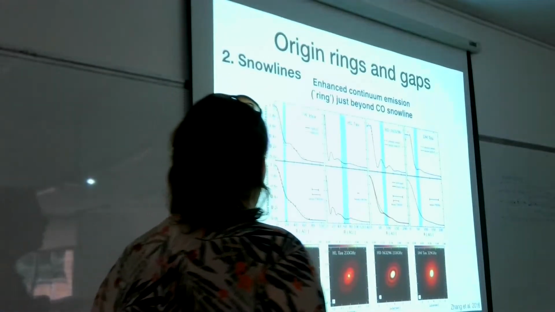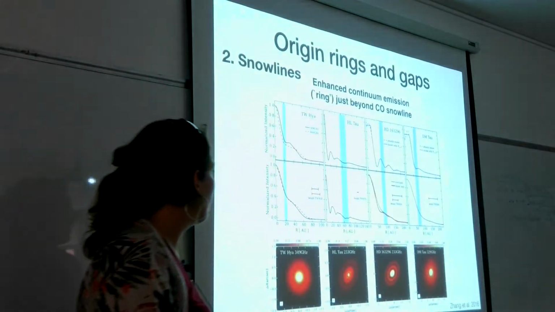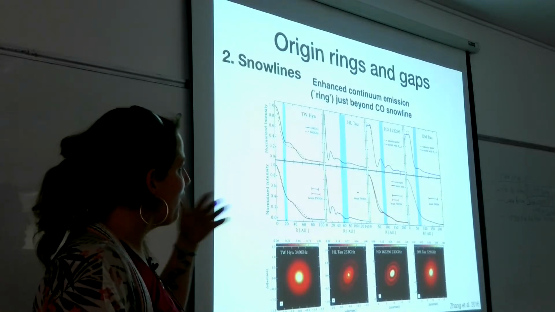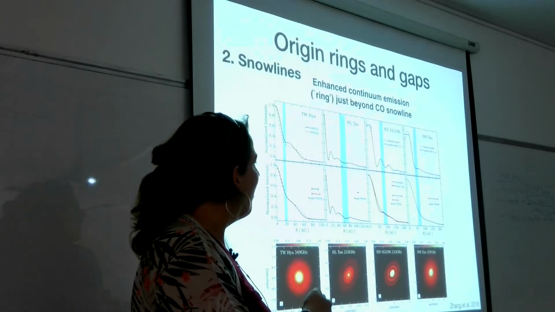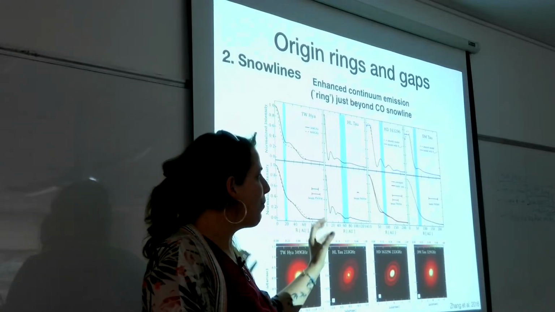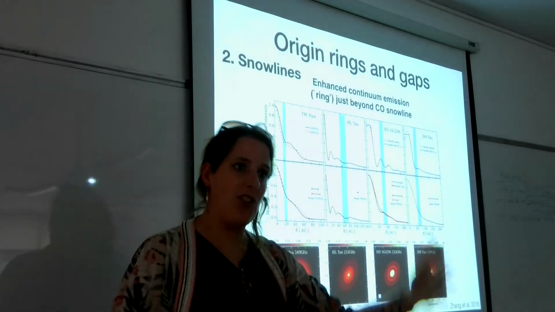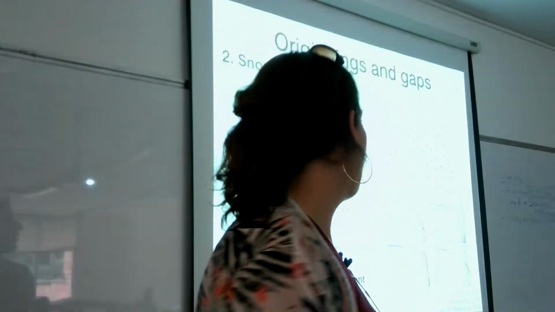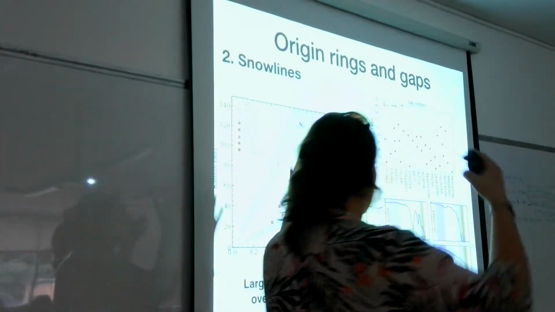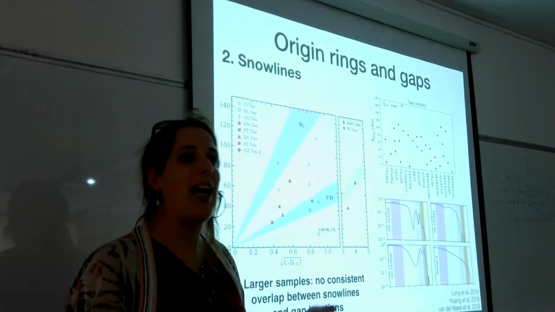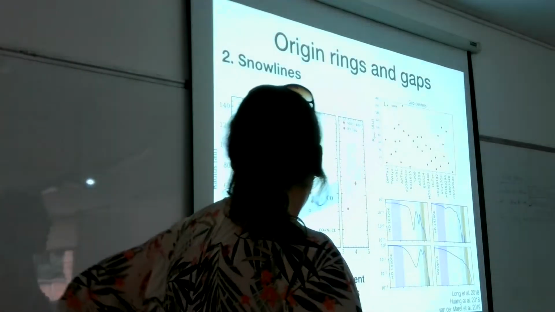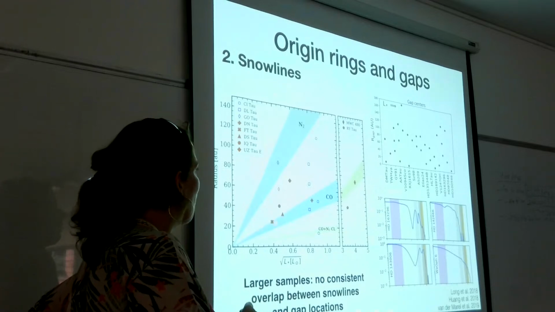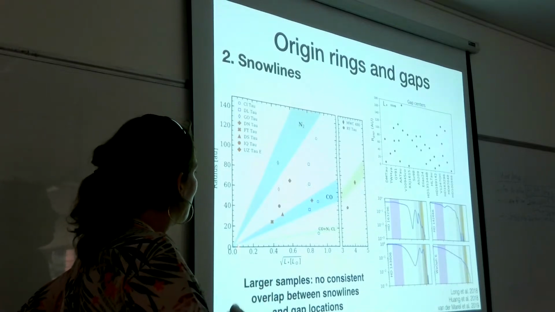Okay, so in a follow-up study, she actually found that for 3 other disks, there was something similar. There was clearly a gap location close to the CO snow line in disks. However, when we went to even larger samples, essentially just collecting all the disks where we had the information about the gaps and rings, it turned out that there was no clear correlation between the gap locations and the major snow line locations.